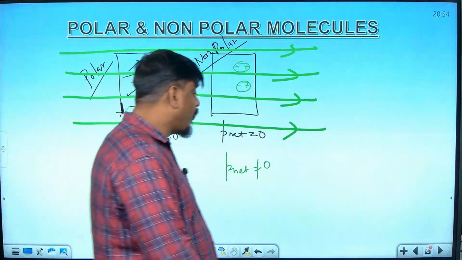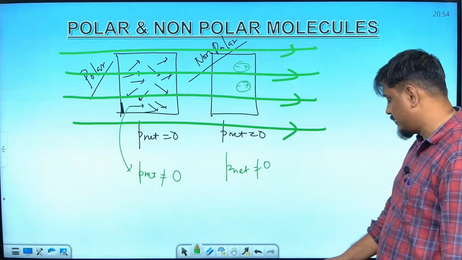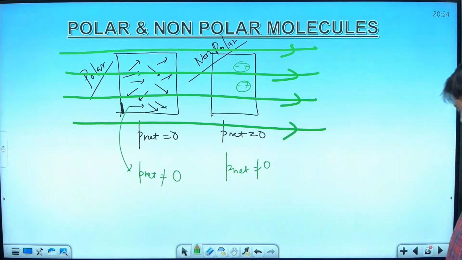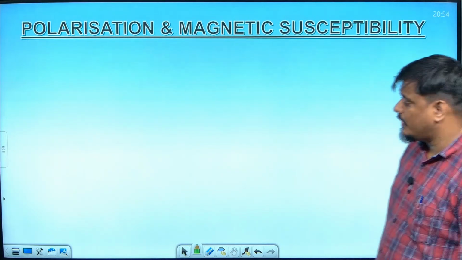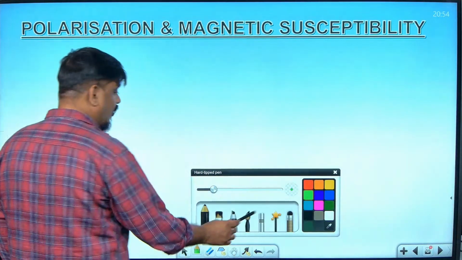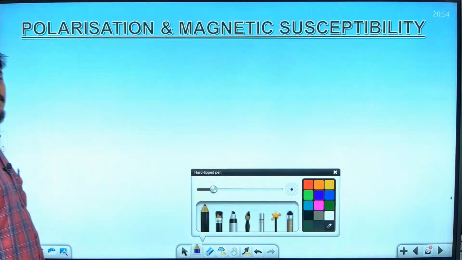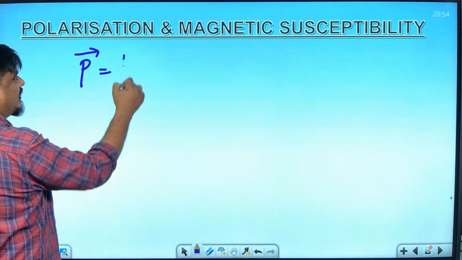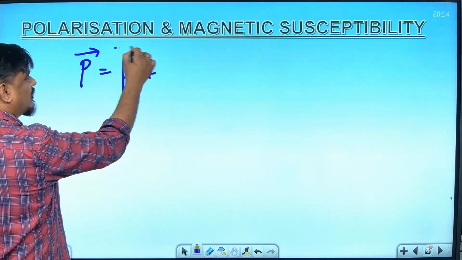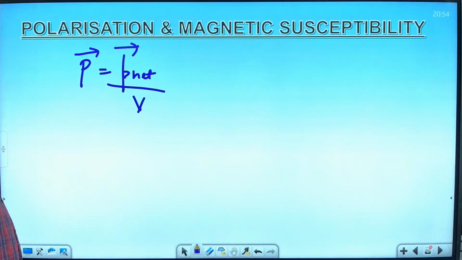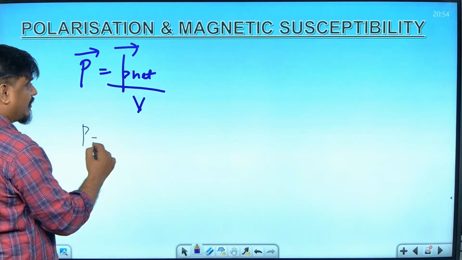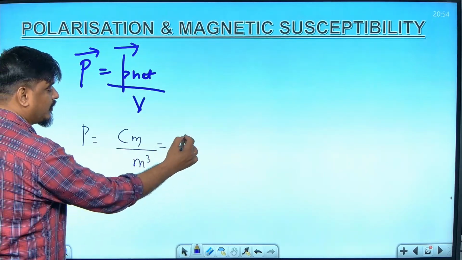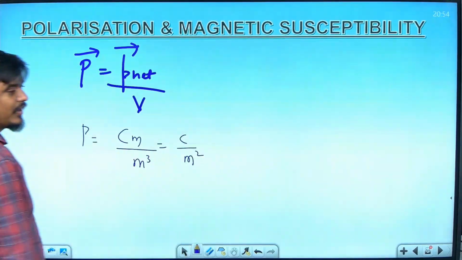Net dipole moment per unit volume is called as what? Anybody? Polarization vector. You forgot this. Polarization vector is net dipole moment per unit volume. What will be its unit then? Unit will be coulomb meter divided by meter cube, which is coulomb per meter square.